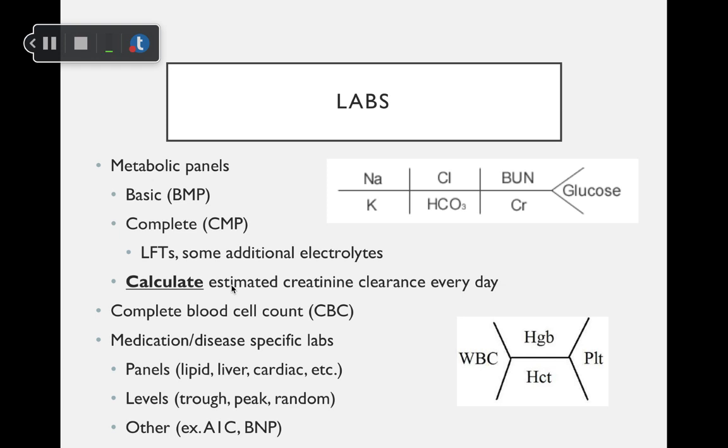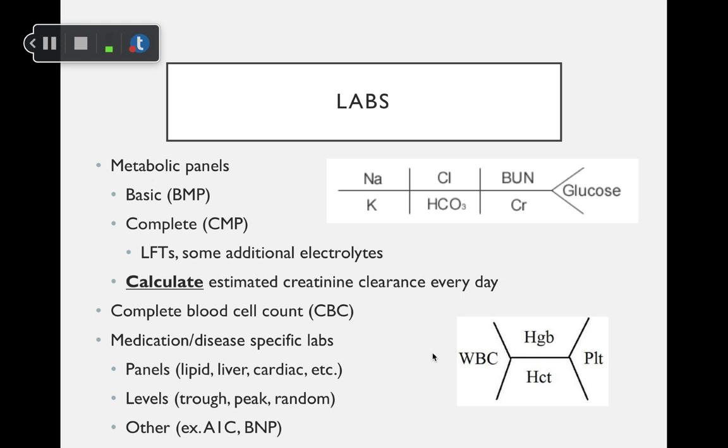hospital setting, patients' clearances can change very quickly, and adjusting medications becomes really important. A complete blood cell count, or a CBC, contains things like your white blood cell count, your hemoglobin, your hematocrit, and your platelets. There can be a whole bunch of different labs that you might see.